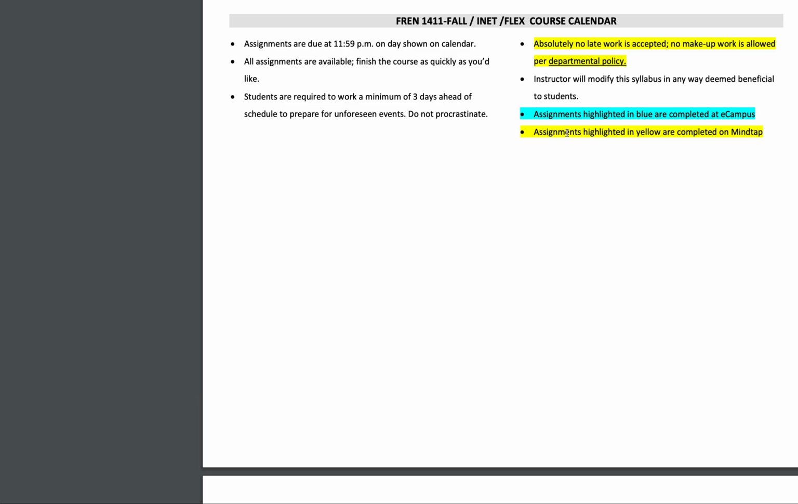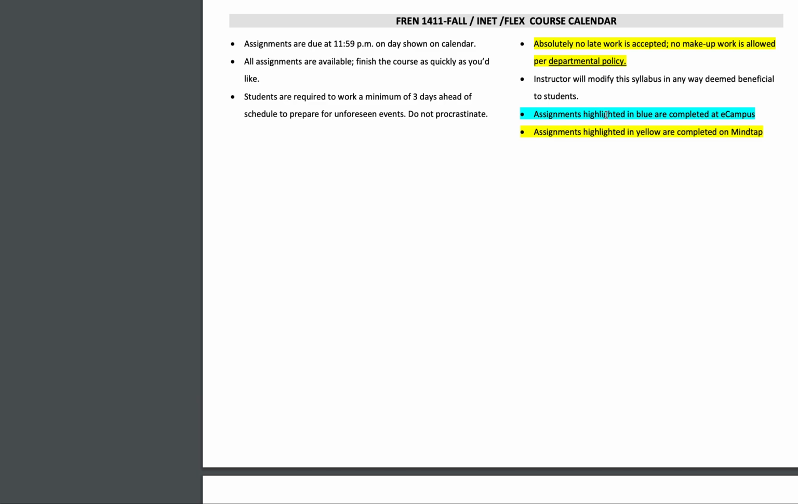Okay? And like I told you before, it bears repeating: there is absolutely no late work accepted in this class. There's no makeup work allowed per departmental policy. And I reserve the right to modify the syllabus if I believe that you will benefit from that.